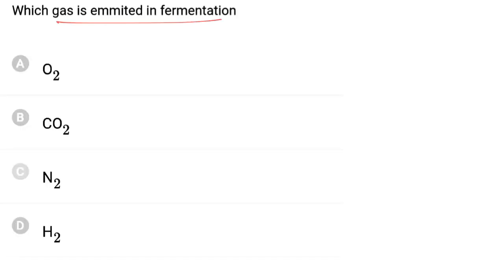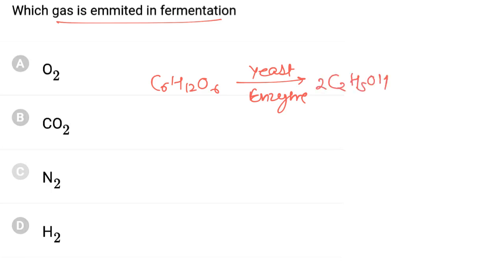Which gas is emitted in fermentation? So during fermentation of glucose molecule in presence of enzyme which is secreted by yeast, it will be converted to ethanol, and along with ethanol there is formation of carbon dioxide gas, and hence the correct answer is B.